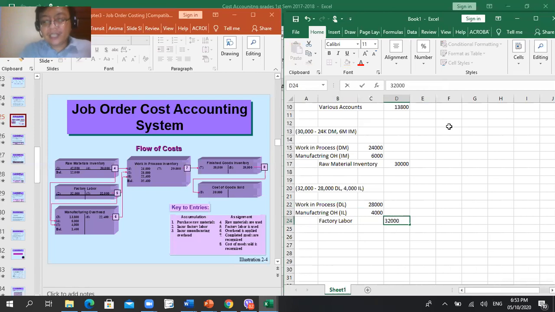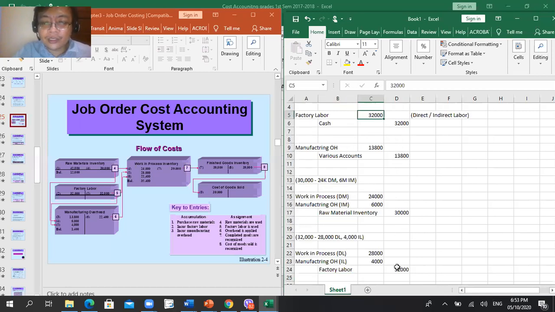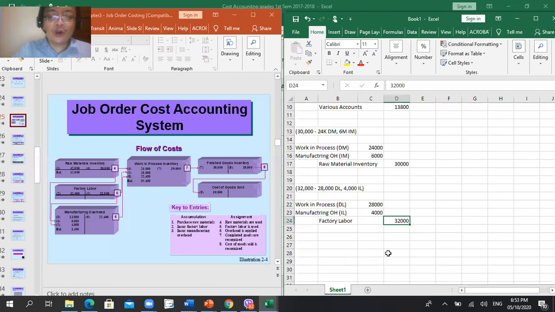32,000. How much is the balance of factory labor? The answer is 0 already, because 32 here and 32 here, right? So it's 0 now. All right, next.